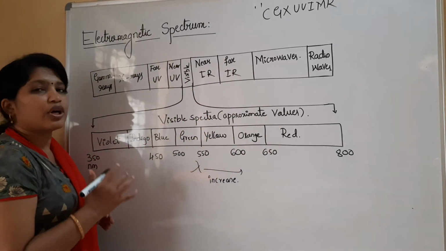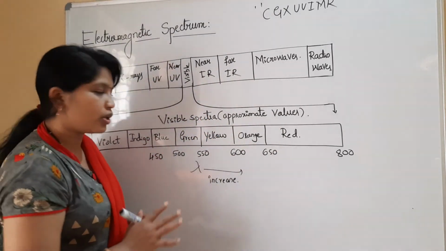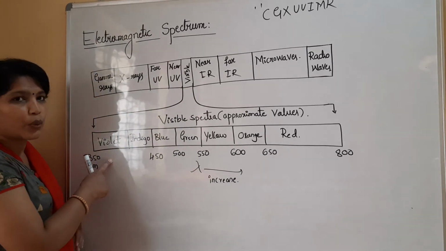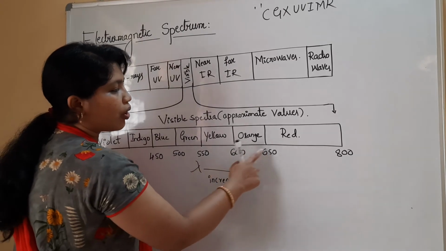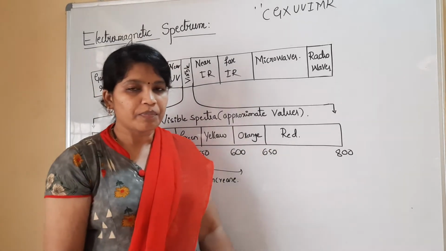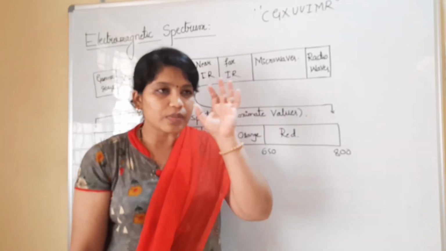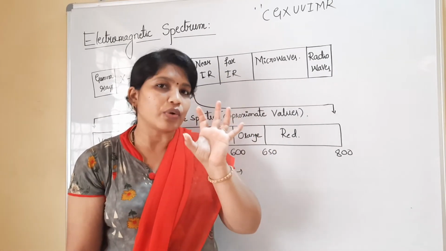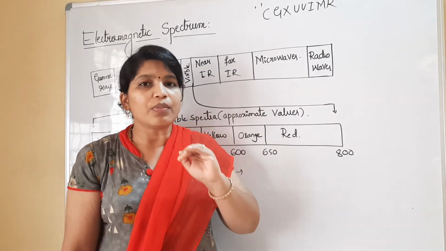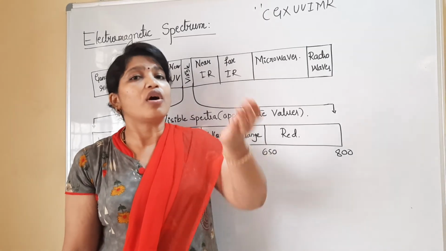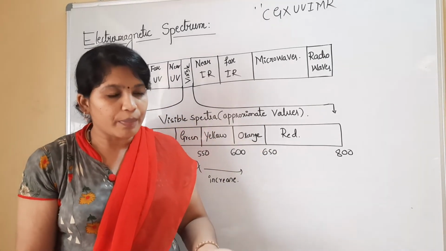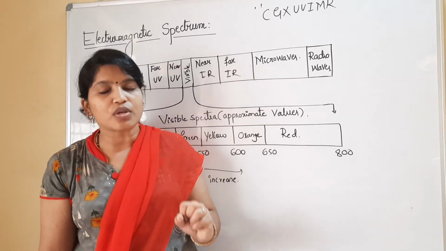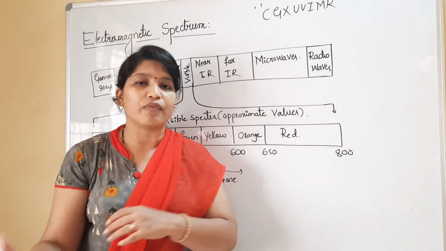VIBGYOR is mainly composed of so many colors. So very first I must mention here violet, indigo, blue, green, yellow and orange. Lastly I have red. We must know that in the visible range, the color we observe is mainly because of the absorption of its complementary colors. I'll let you know what complementary colors are, why the absorption occurs and all in depth when we move into the chapter.